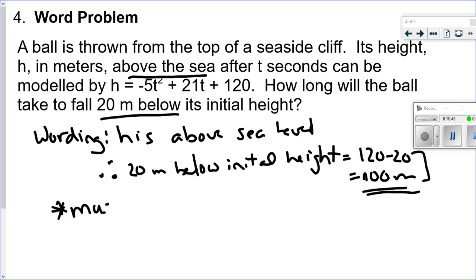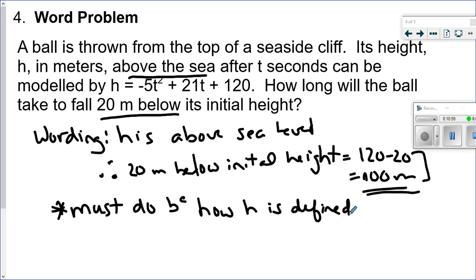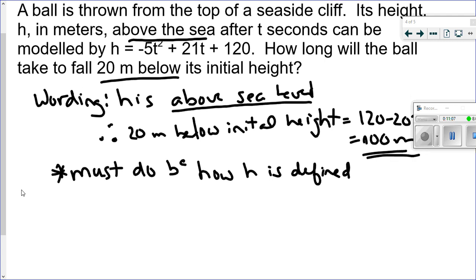You must do it because of how H is defined. Since H is above the sea level, it means that when we substitute into the equation, it also must be above the sea level. So since H equals 100, we sub it in for H and solve for T.